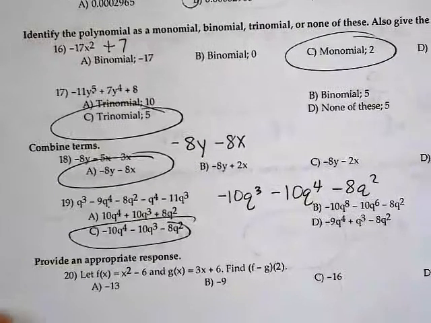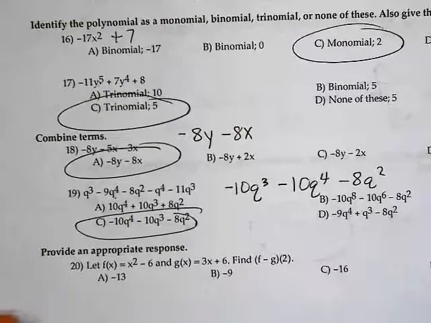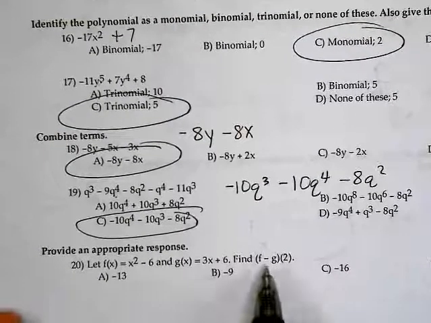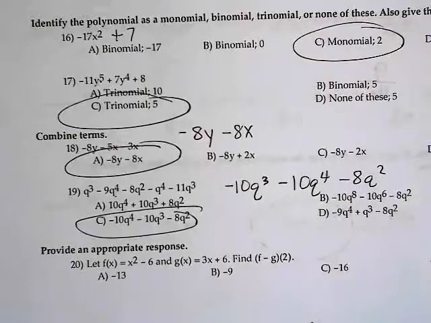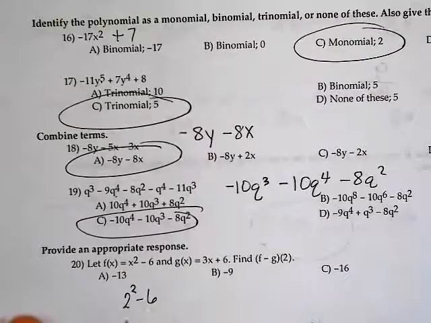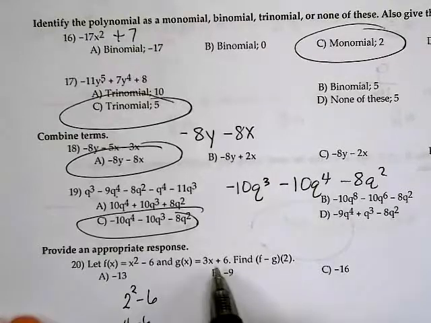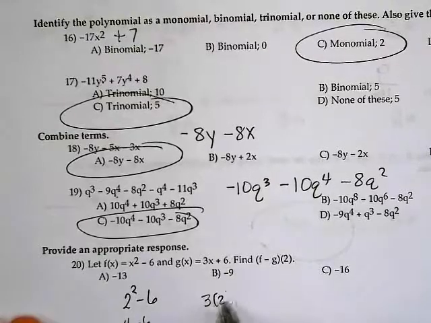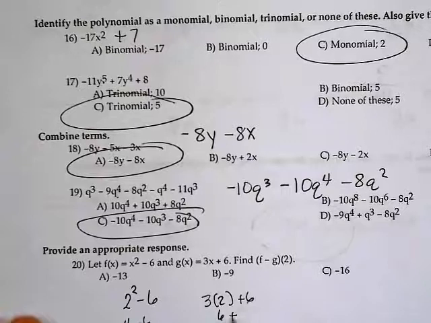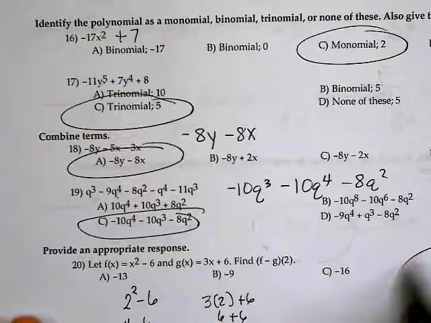20. Let f of x equal x squared minus 6 and g of x equal 3x plus 6. Find f minus g of 2. We'll find f of 2 and g of 2 and then subtract them. F of 2 would be 2 squared minus 6. 4 minus 6 is negative 2. G of 2 would be 3 times 2 plus 6. 6 plus 6 is 12. When you subtract them, you get negative 14.